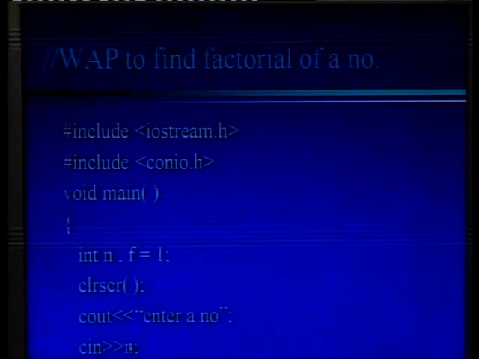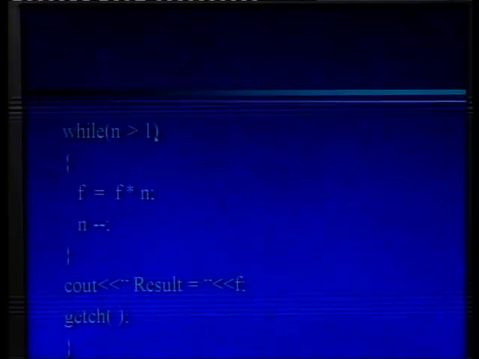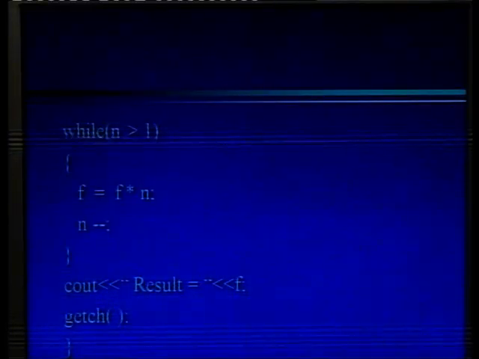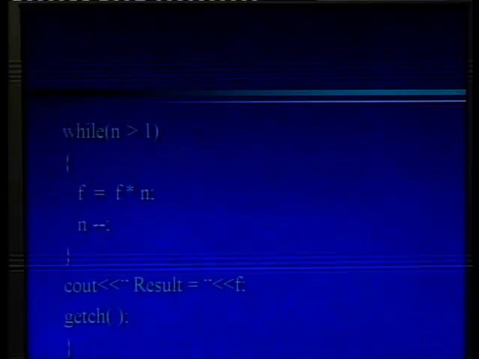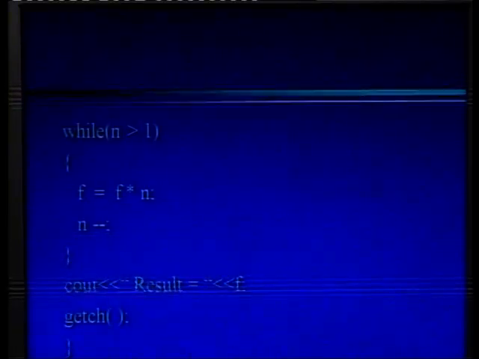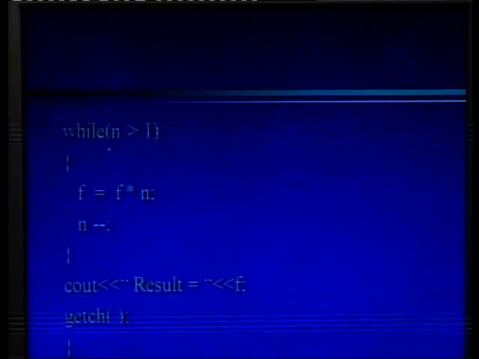Suppose you have entered value 5. So the logic of factorial: suppose you want to find the factorial of 5, it will be 5 into 4 into 3 into 2 into 1. Means you have to decrease that number by 1 and multiply to the number until the number is greater than 1. So that's what I have written in this C++ language.